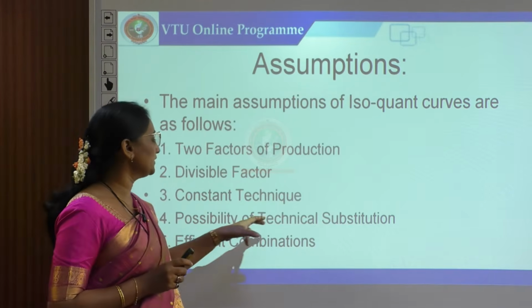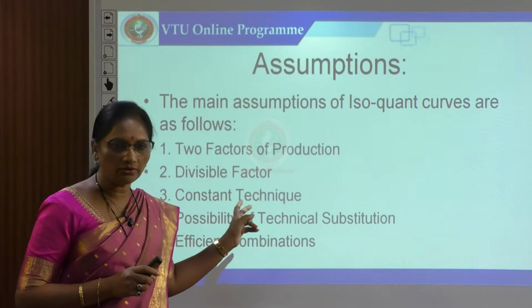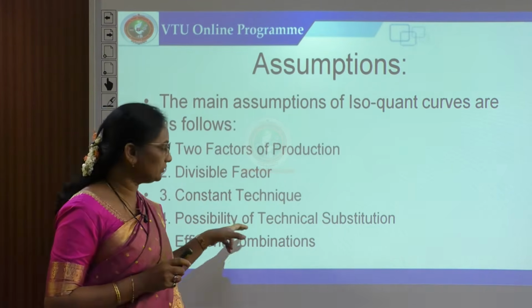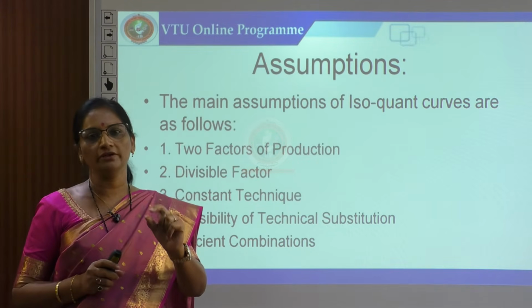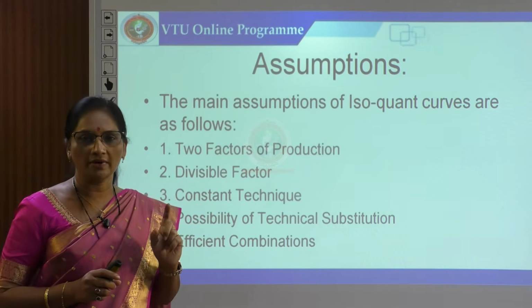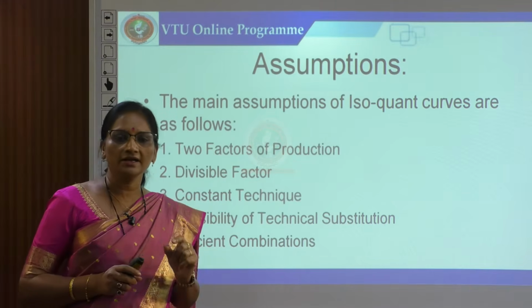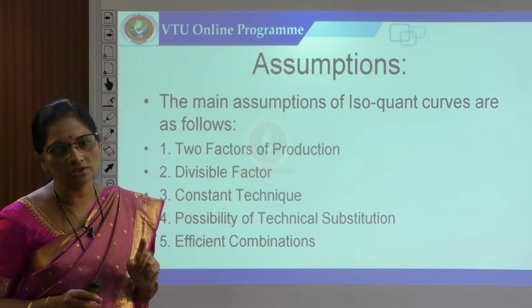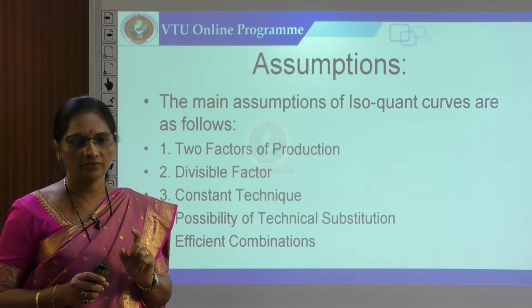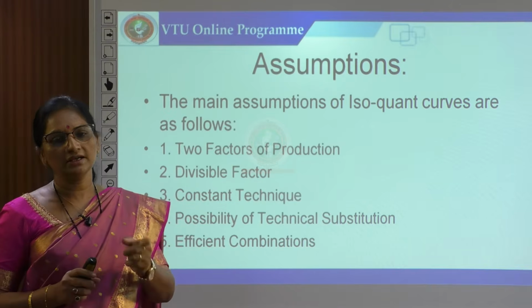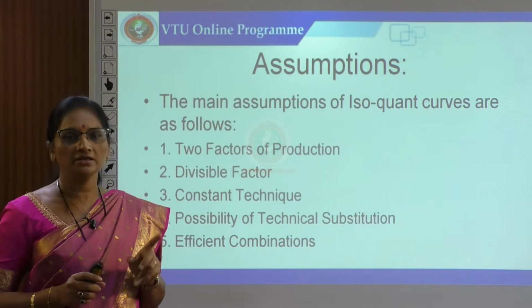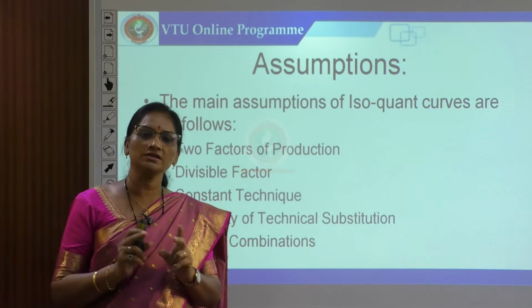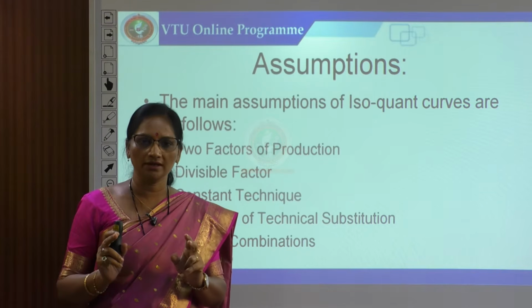And possibility of technical substitution. This I would like to highlight, because here we need to know what that is. Technical substitution between one factor to another factor. For example, instead of using the human resource, we can use the machineries. It means that instead of one factor, we can use another factor. Means there is a substitution relationship between one factor to another factor.